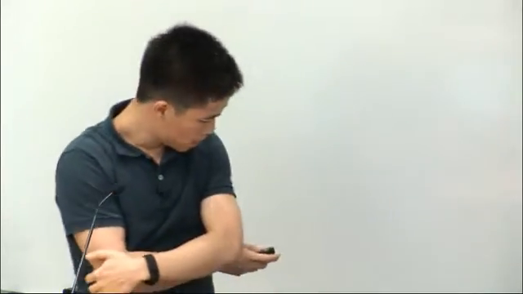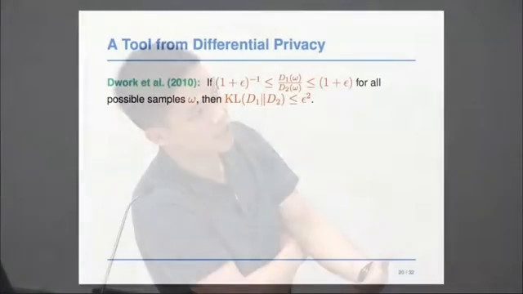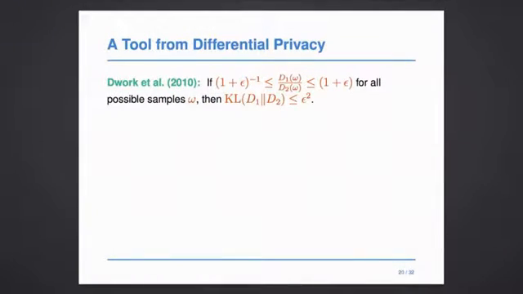Okay. So now the plan is to construct two distributions that have disjoint approximately optimal price sets and small KL divergence. Okay? And when it comes to constructing distributions with small KL divergence, we use a lemma from the differential privacy literature. It basically says that if pointwise the density function differs by no more than a 1 plus or minus epsilon factor, then the KL divergence is at most epsilon squared.